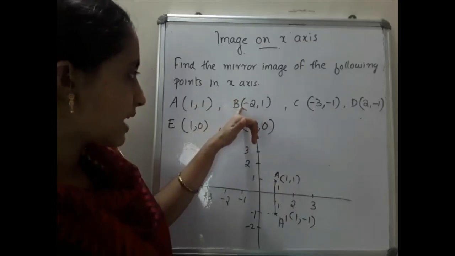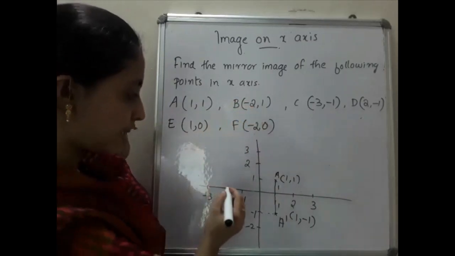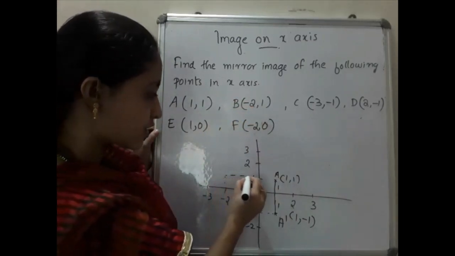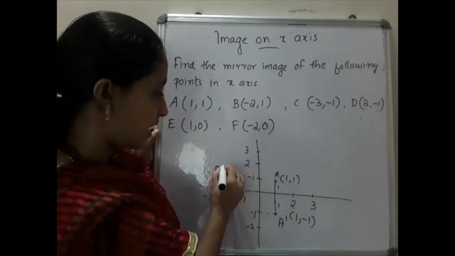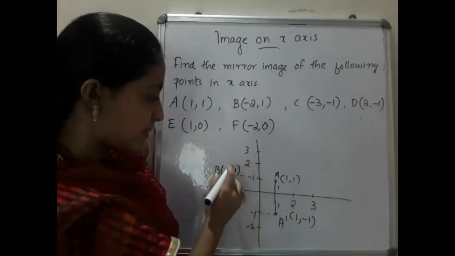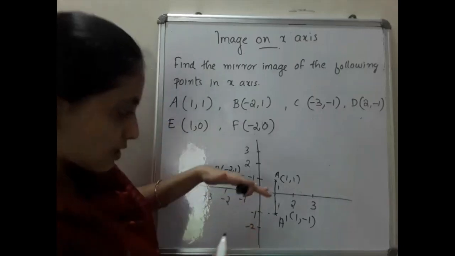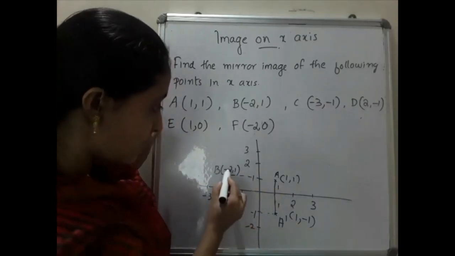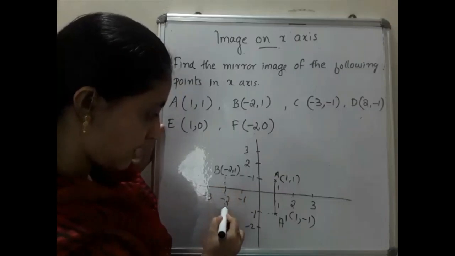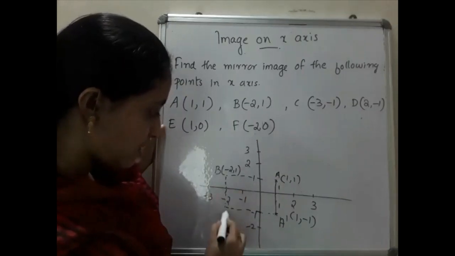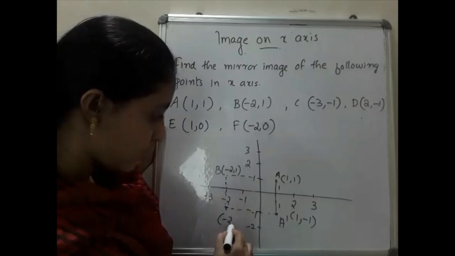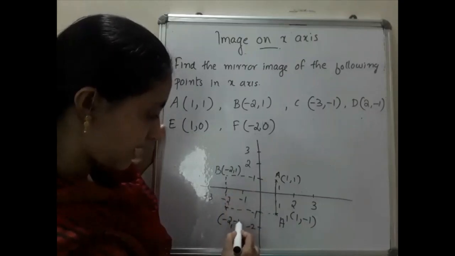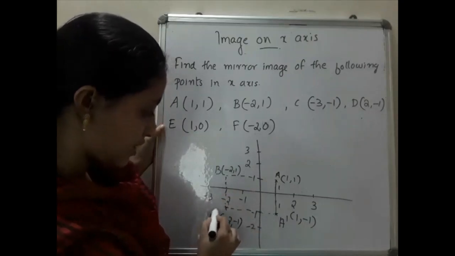Listen here. Capital B is (-2, 1). Where is (-2, 1)? Here. This point is capital B (-2, 1). Where is its mirror image? Down, since the mirror is placed right here. So down, that is here. How many units? 2 units, so this much. And here, what is this point? x is minus 2, and here y is minus 1. That is B dash.